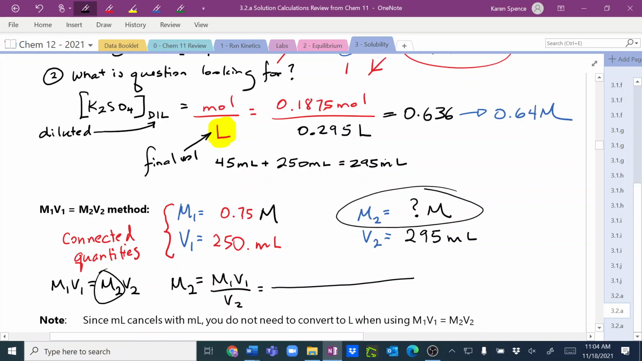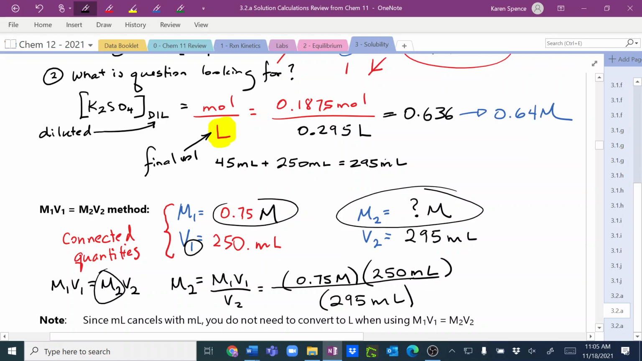And this is why I like to have done this, is because now I go, what's my M1? I can just see it right here. I'm not wondering what volume to use or what molarity to use. So that's 0.75 molar. You do have to use units here. V1 is 250 milliliters, and V2 is 295 milliliters. Do you see how the milli and the milli here cancel each other out? Yes.